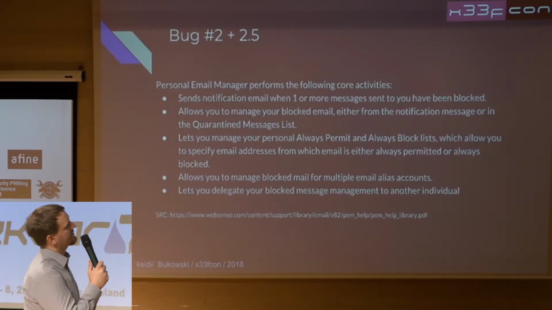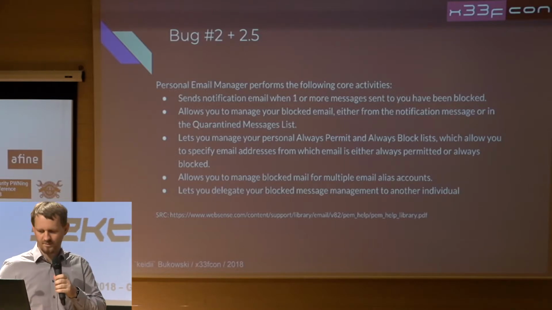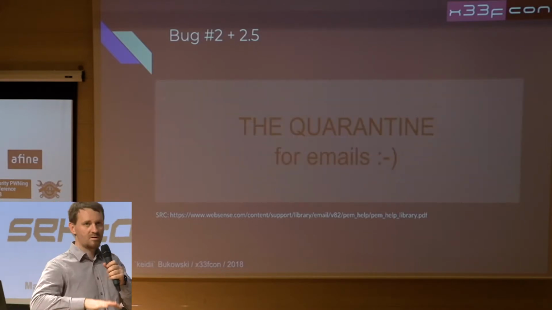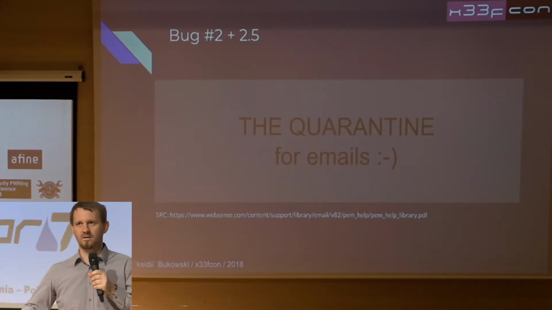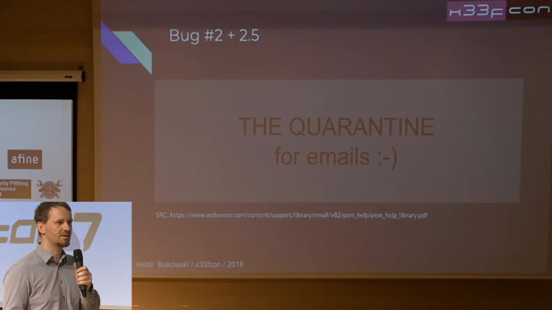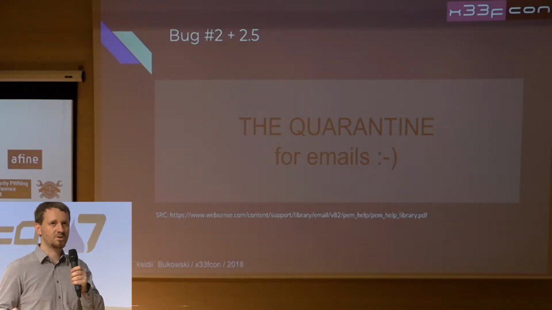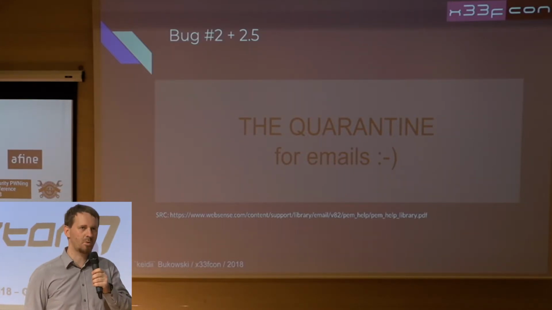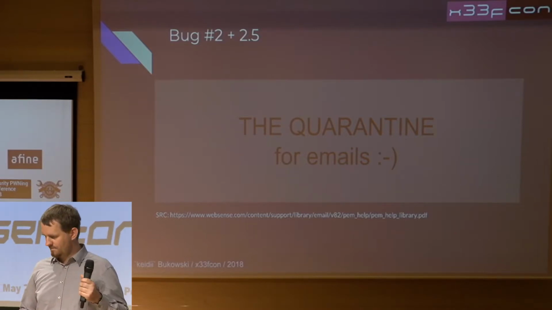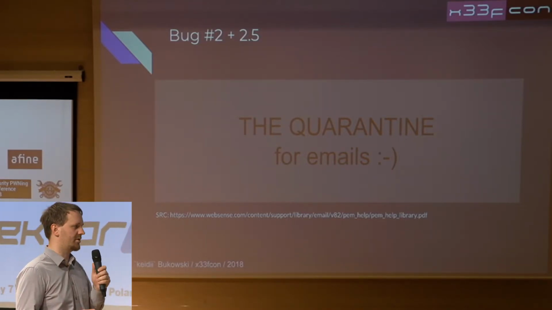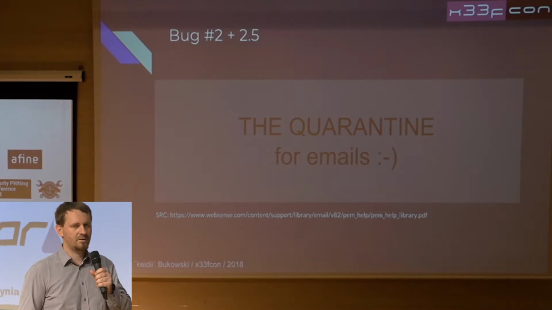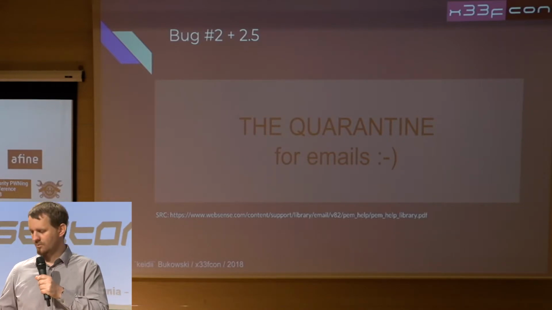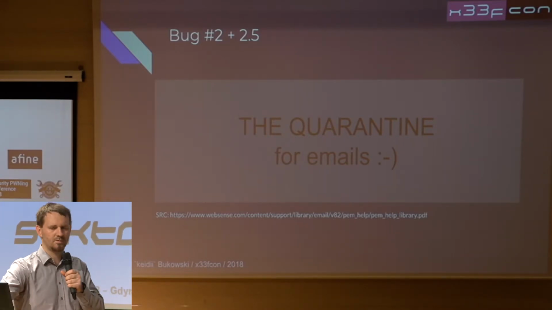Another part, the personal email manager, so-called PEM, this is the marketing bullshit from the vendor's PDF. Basically, this is the quarantine for the emails. If the email gateway classifies something as malicious, spam, suspicious or something, it puts the email into the quarantine, and later the user can browse the quarantine and see what kind of emails were blocked. For example, if a very important email from the CEO was blocked, it can be released or delivered to the inbox.